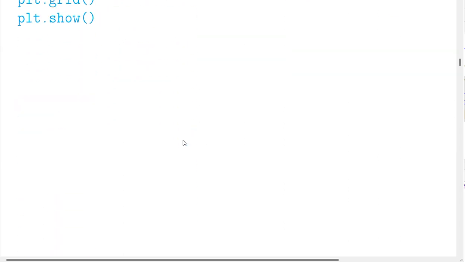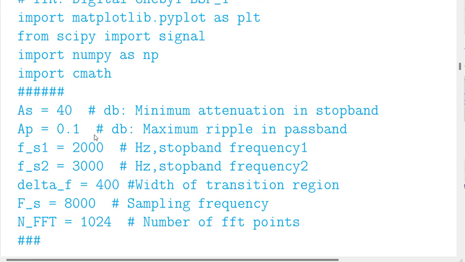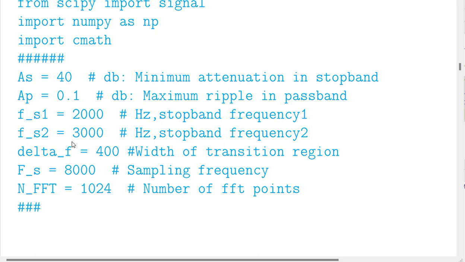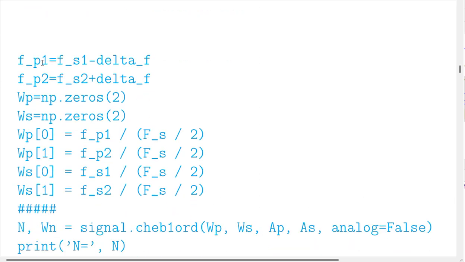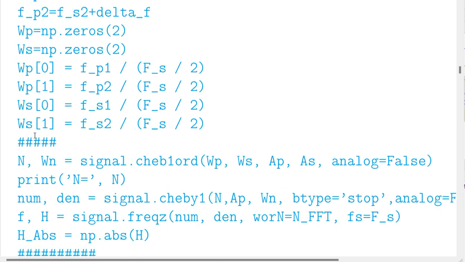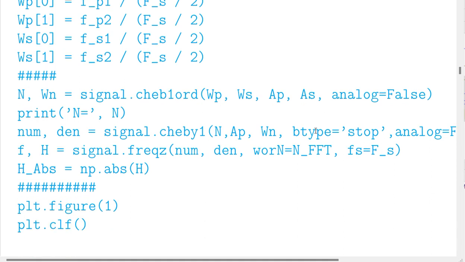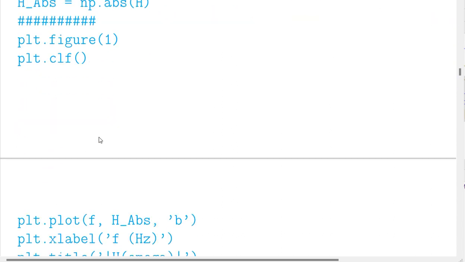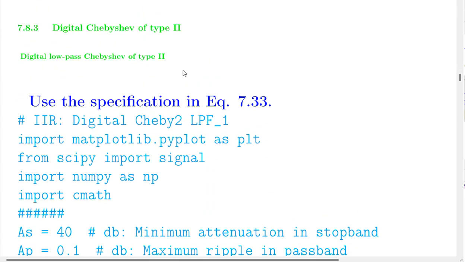I of the degree. And similarly for band stop filter, declaration, here you see, this time 2K and 3K have been used as stop band frequencies and computing FP1 and FP2, WP, WS, Cheb1ord similar syntax, but stop for band stop filter. Now, Cheb1 or Chebyshev design has been finished.